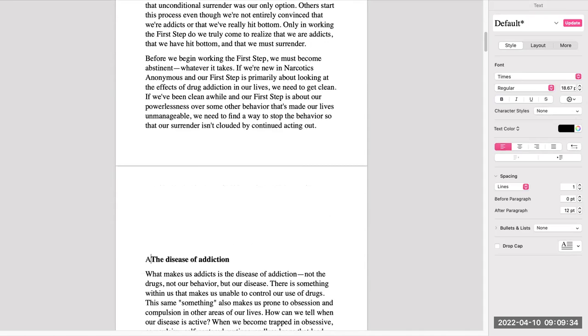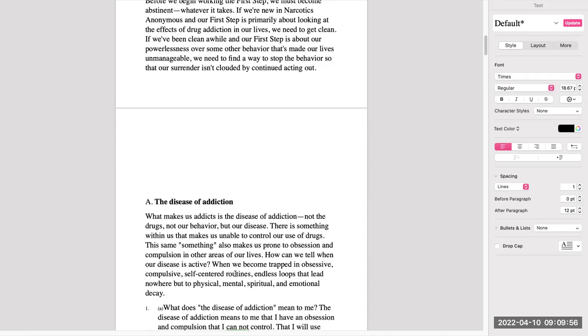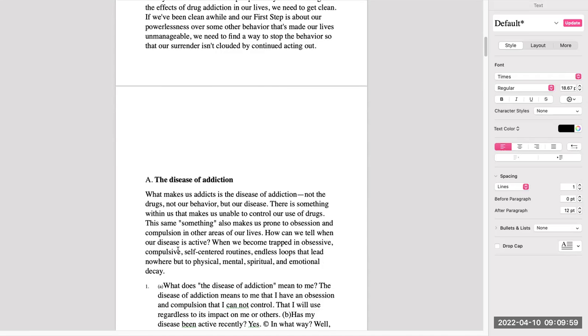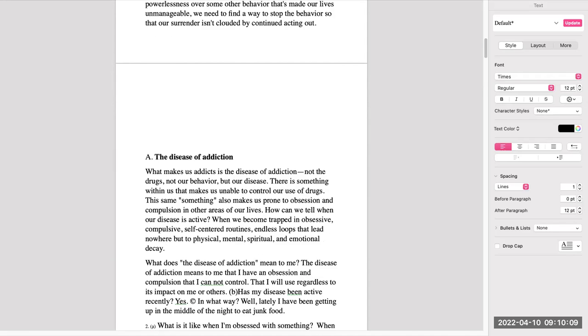Now, I've already done this for someone else, so it's going to look like this. And in your journal, you're going to label it A, the disease of addiction. And then when you get ready to write your answers, this one would look like your first bullet point, right? This one should be your first bullet point.